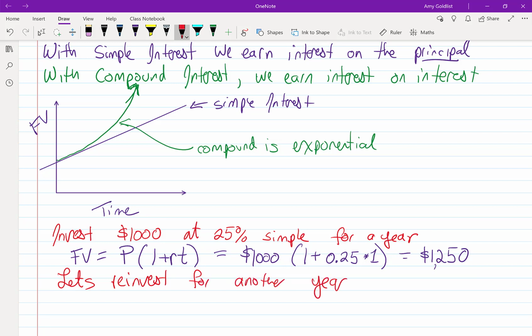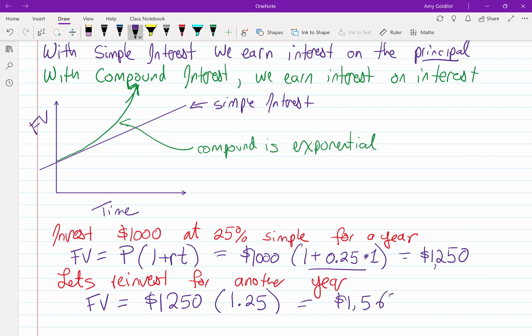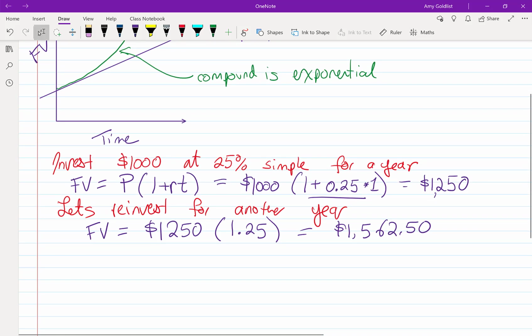So we're going to take that money and we're going to put it in for another year. Now our future value is going to be 1,250 times 1.25. That's the same as up here, and that gives me $1,562.50.